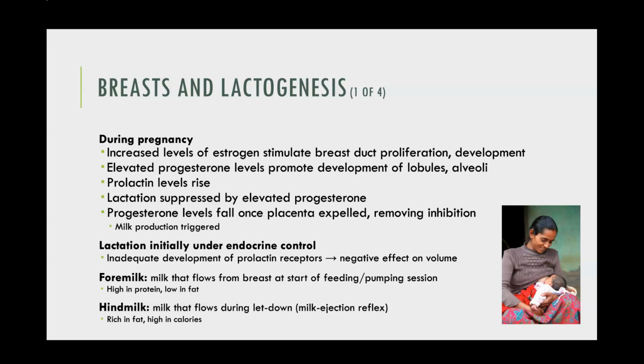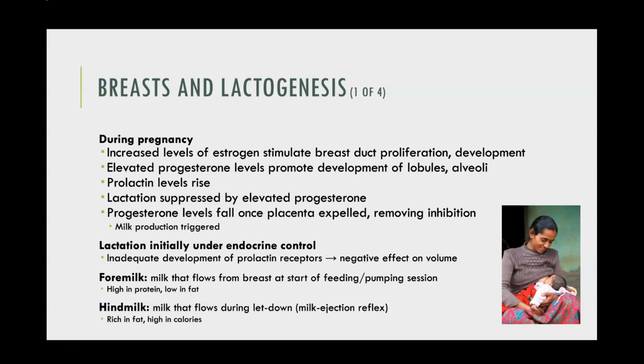If there is an inadequate development of prolactin receptors, however, that will have a negative effect on how much milk a mom can make. There are a couple of different types of milk that we need to talk about whenever we talk about breastfeeding, and those are foremilk and hindmilk. Foremilk is the milk that will flow from the breast at the beginning of a breastfeeding or a pumping session. It is really high in protein and very low in fat. So think of foremilk kind of like skim milk almost.